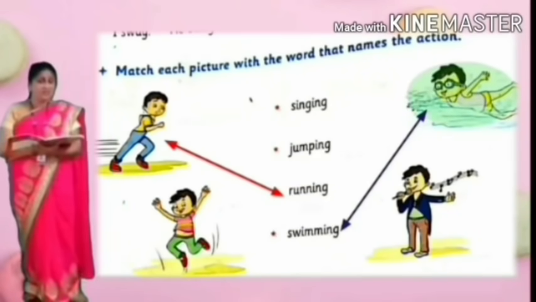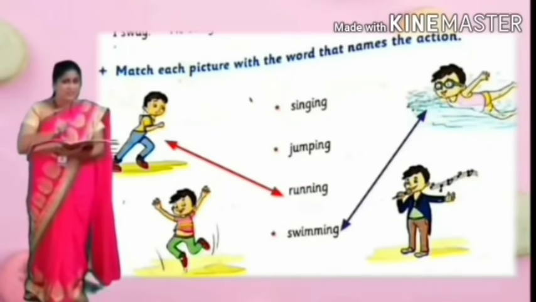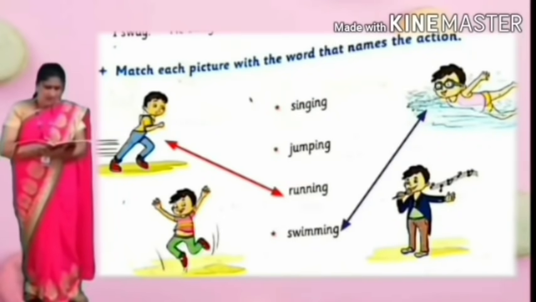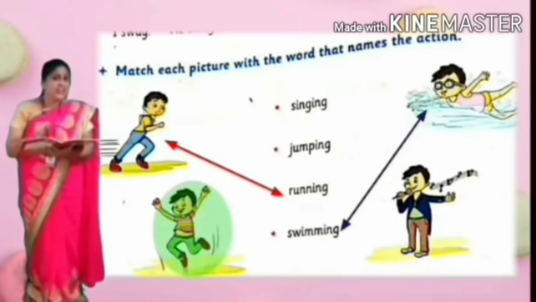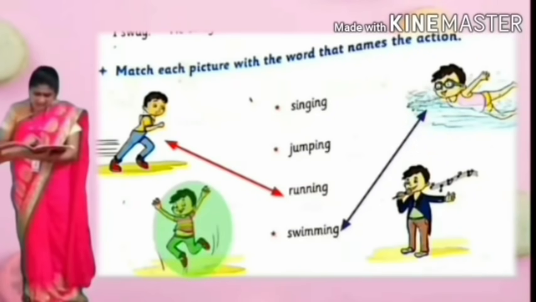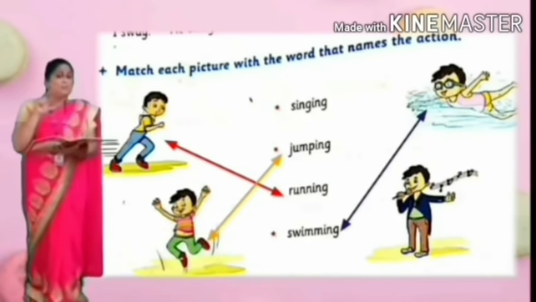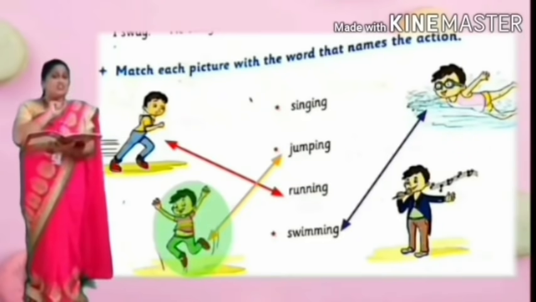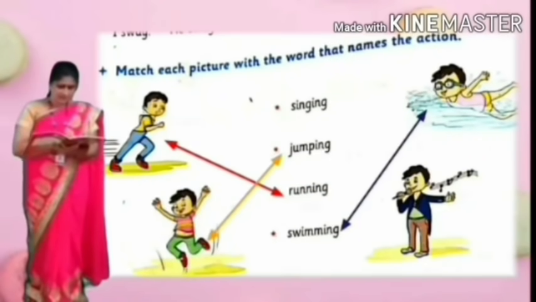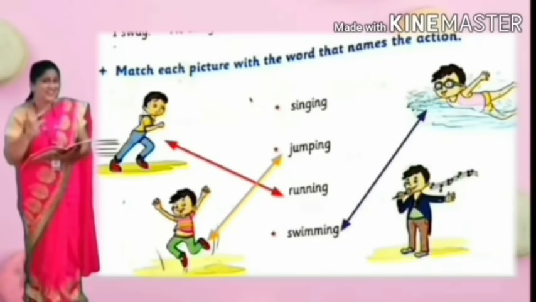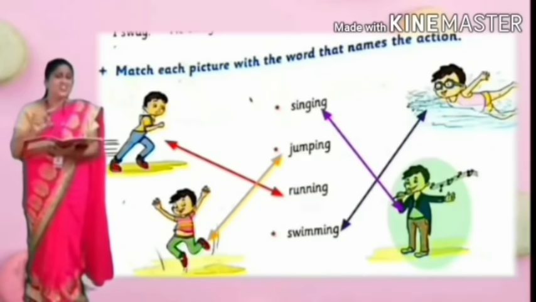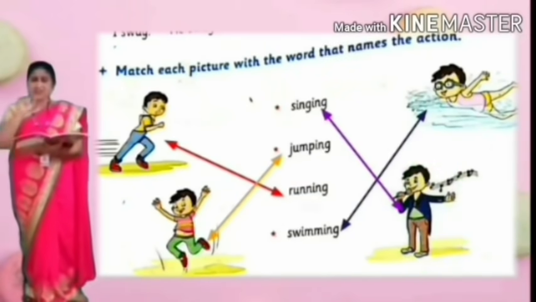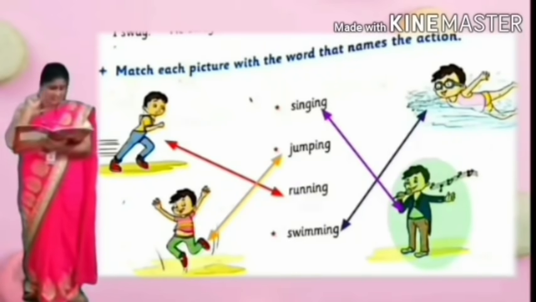S-W-I-M-M-I-N-G. Swimming. Match the picture swimming. Next, jumping. J-U-M-P-I-N-G. Jumping. So match the picture with the word jumping. Last, singing. S-I-N-G-I-N-G. Singing. Match the picture singing.